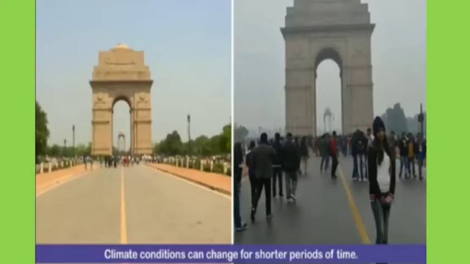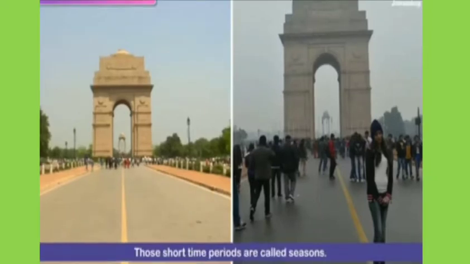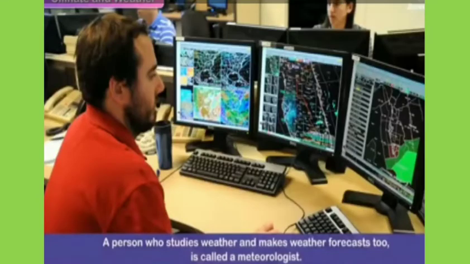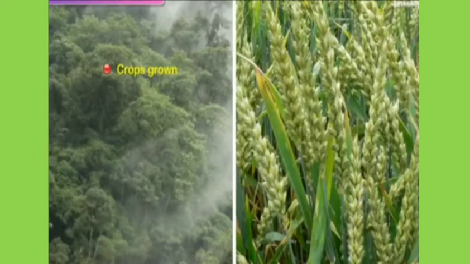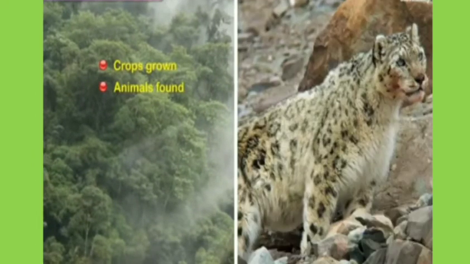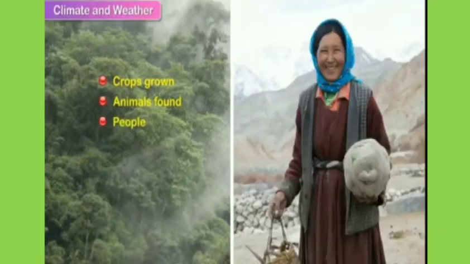Climate conditions can change for shorter periods of time. Those short time periods are called seasons. A person who studies weather and makes weather forecasts is called a meteorologist. The climate of a place determines its plant and animal life: crops grown, animals found, people who live there, and so on.